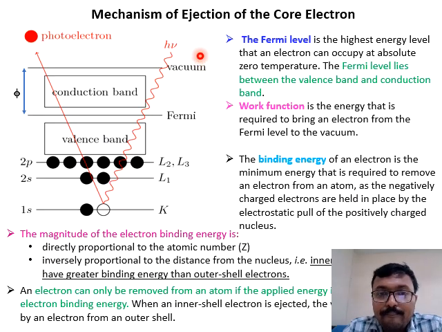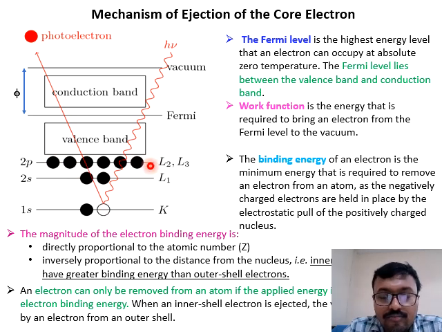Next, the mechanism of electron ejection. To understand the mechanism of electron ejection, the first thing is we have to know the electron distribution in an atom. In an atom there are shells: K shell, L shell, M shell, N shell. In each shell there are orbitals, S orbital, P orbital. In K shell there will be only the S orbital, 1s orbital. In L shell there will be S orbital and P orbital. The S orbital can contain a maximum of 2 electrons, and the P orbital can contain a maximum of 6 electrons.